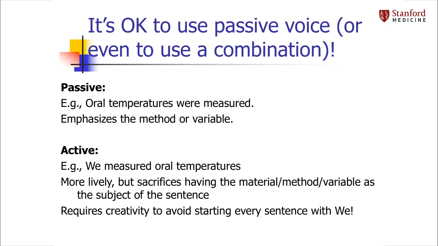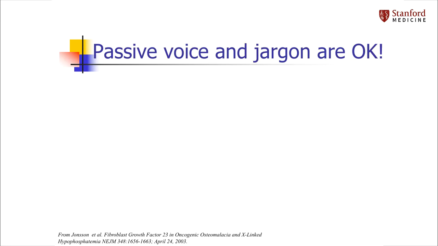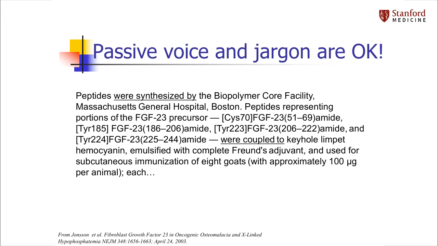That's fine to have a lot of sentences starting with "we," but it's also a little boring. And if you're very creative, you can find ways to avoid starting every sentence with "we," but I'm not sure it's worth that effort. So just to give you an example of a method section with lots of passive voice and jargon, we have: "The peptides were synthesized by the biopolymer core facility.